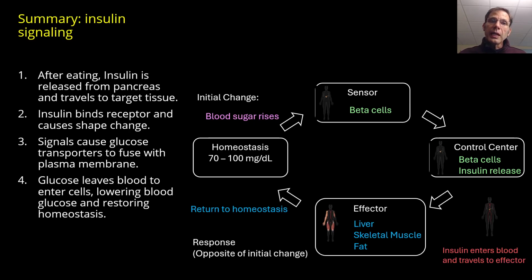If we understand this, we need to watch one more video on feedback inhibition, and we're ready to talk about type 2 diabetes mellitus.